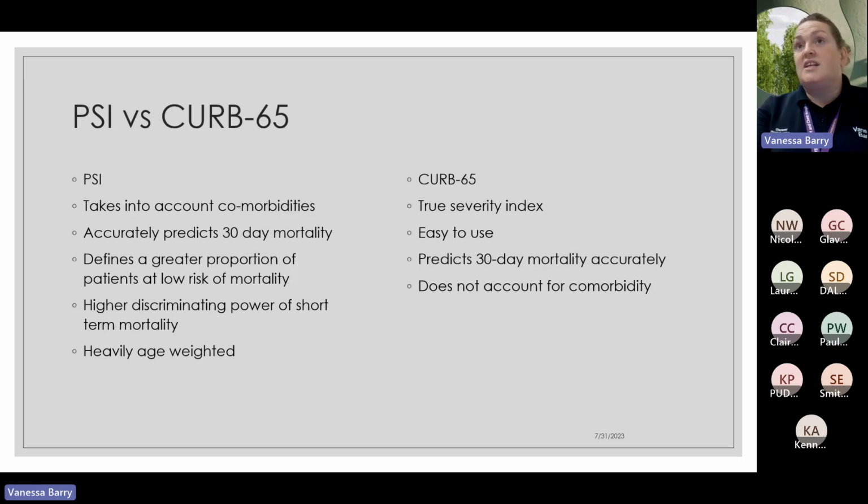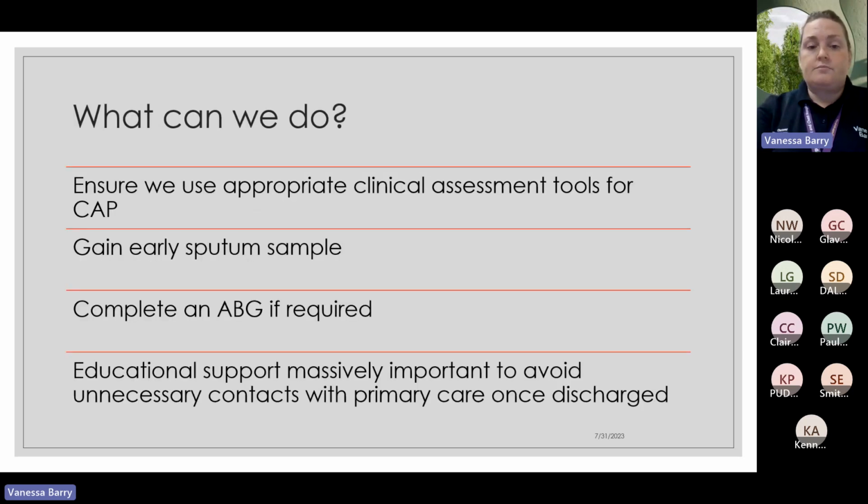Have they been admitted previously? Have they had previous pneumonia? All that sort of thing really as to how at risk they are. So from a treatment perspective, what are we expected to do? The most important thing is that we're using those tools to guide our clinical judgment.